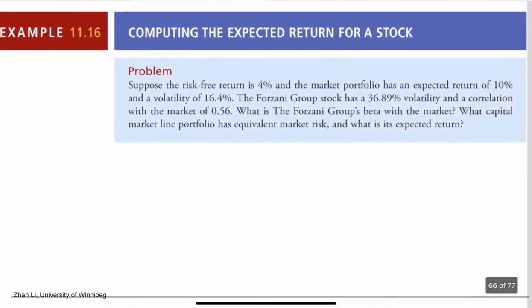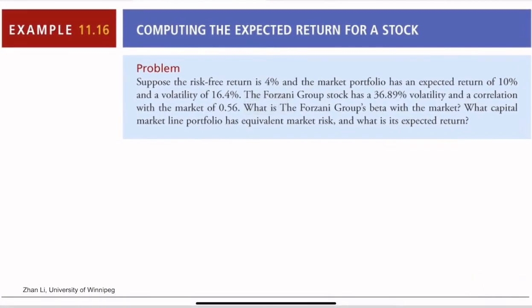Okay, now let's see this example here. Suppose the risk-free return is 4% and the market portfolio has an expected return of 10% and a volatility of 16.4%. The Forzani Group has a 36.89% volatility and a correlation with the market of 0.56. What is Forzani's beta with the market? And what capital market line portfolio has equivalent market risk? And what is its expected return?